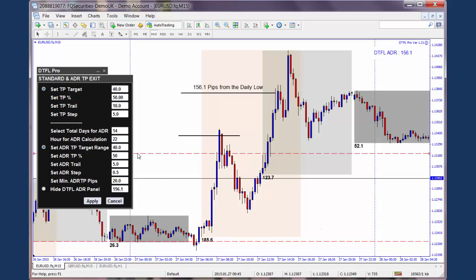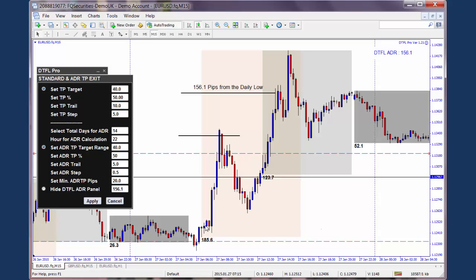So I'll tell you that again. In relation to trails, the standard take profit, which here is initially at a distance of 10 pips, will move at 5 pip increments, and the ADR trail is initially at 5 pips from current price and will trail at a step of 0.5 pips.